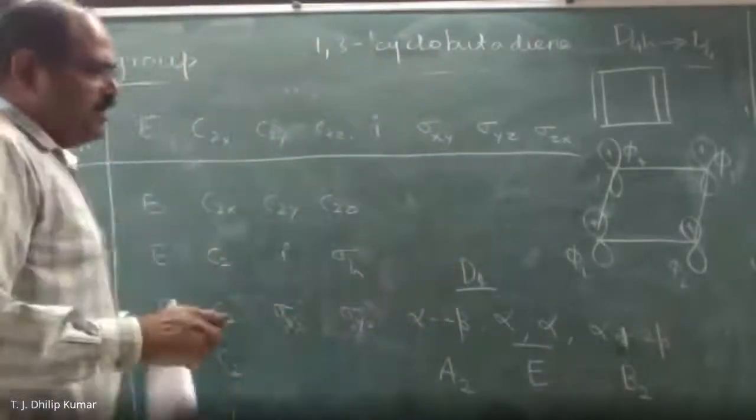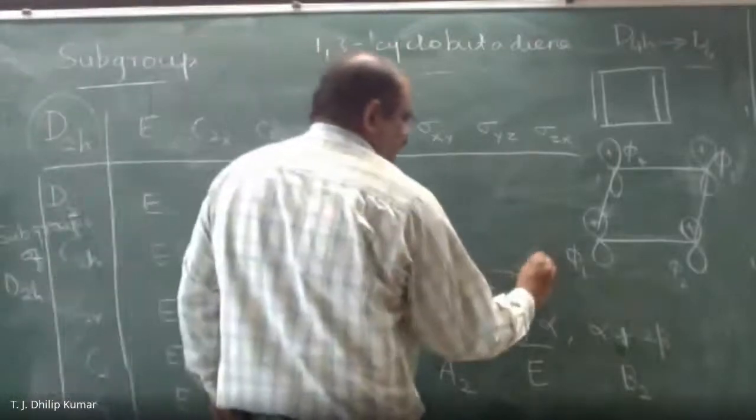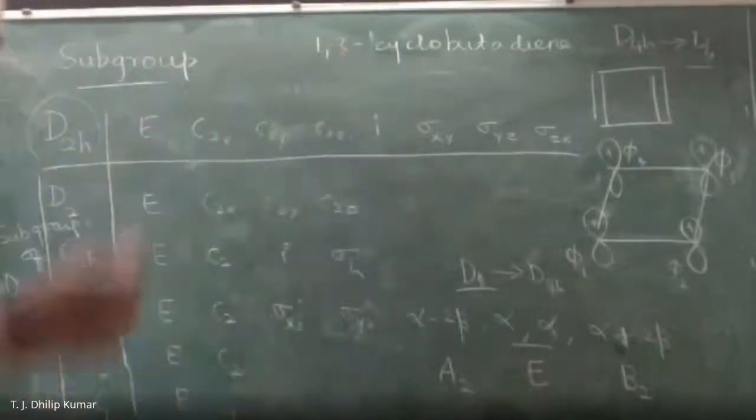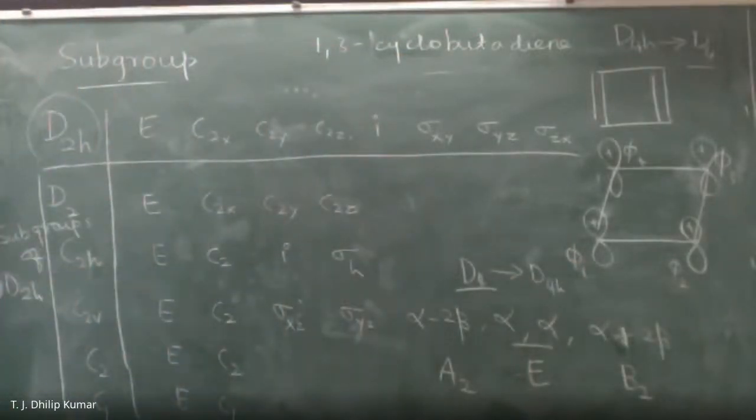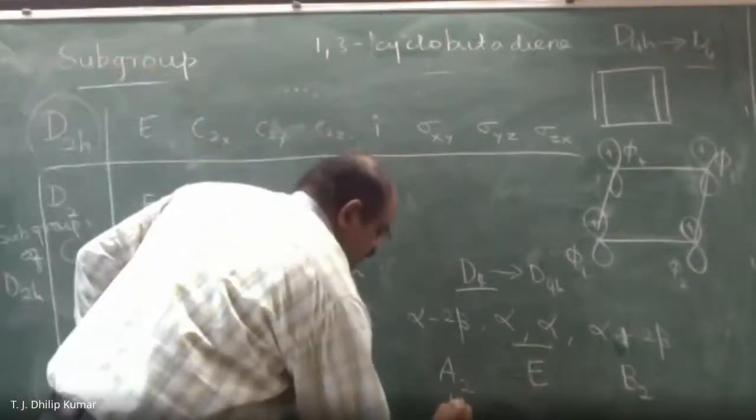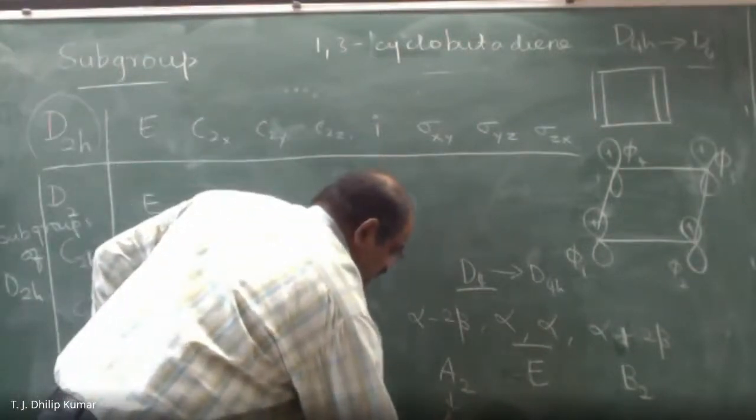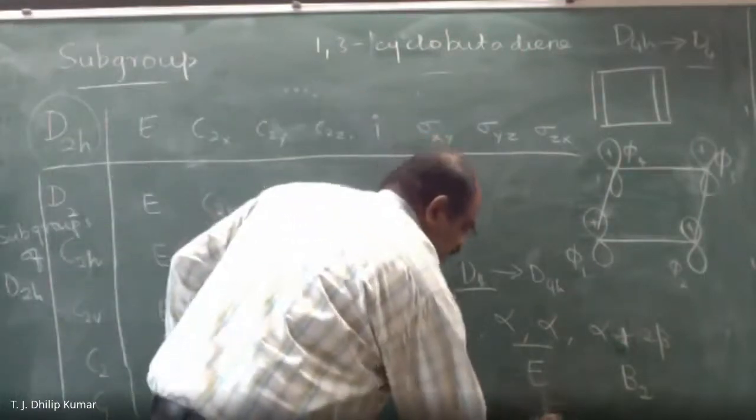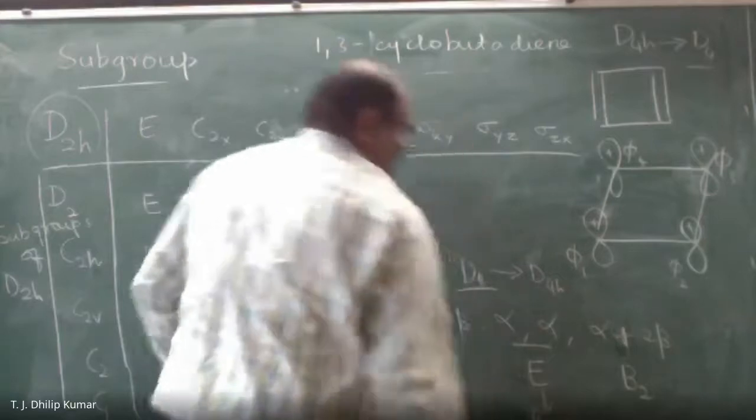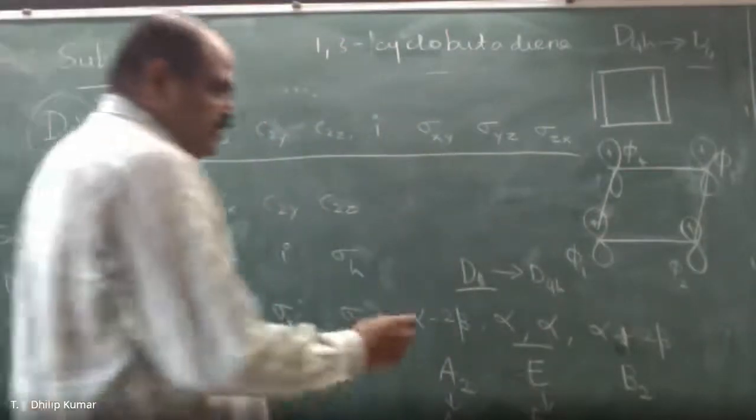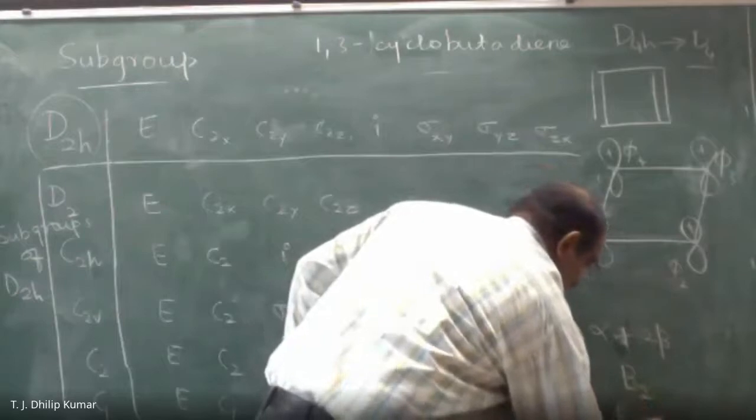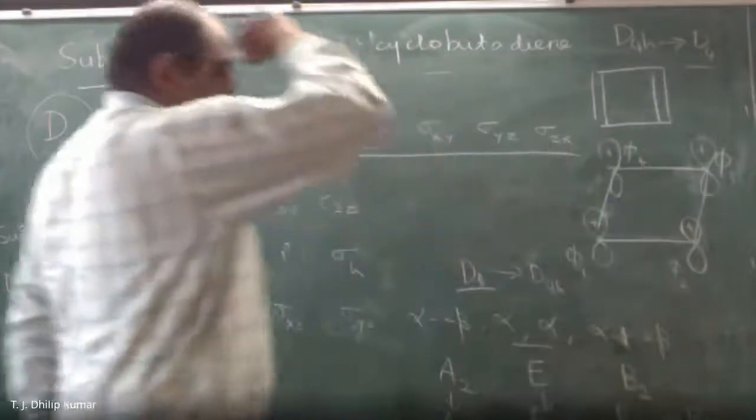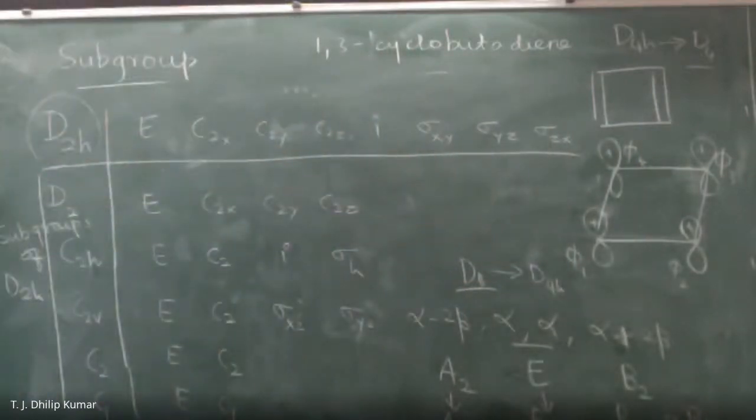But this can be extended to D4H. After derivation, if you extend this to D4H and see the character table, A2 will be A2U, and E will transform to EG. And then B2 could be either B2U or B2G. Most probably in this case B2G only, because we're taking the ground state pi orbital.